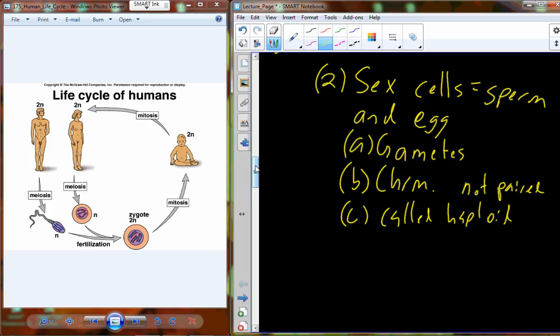Call those haploid. Now, anyone remember what our chromosome number designation was for our somatic cells? 2N. What do you think about the haploid cell? What would our chromosome designator be for our haploid cells? Just N.